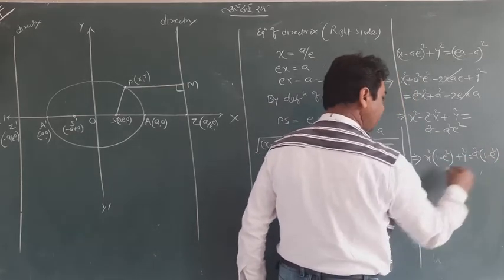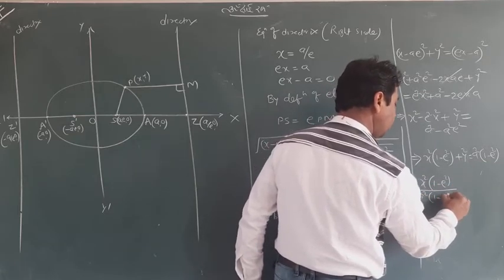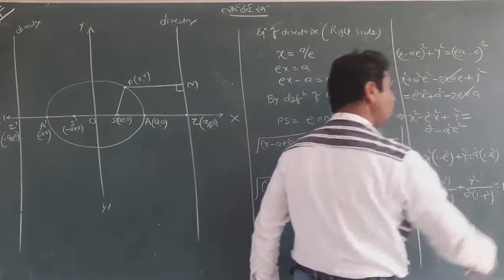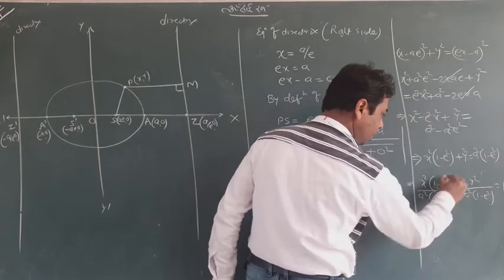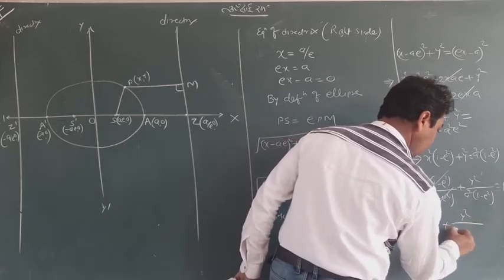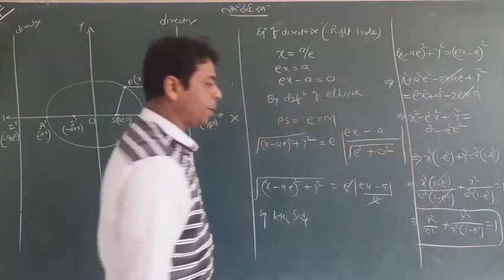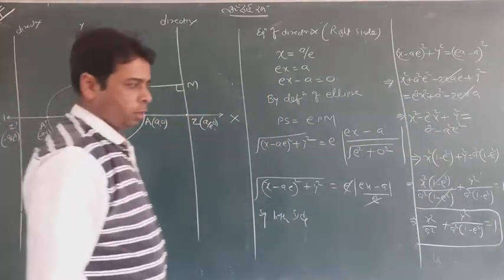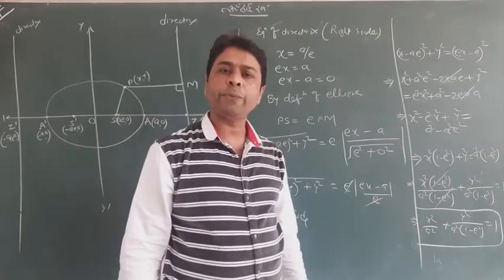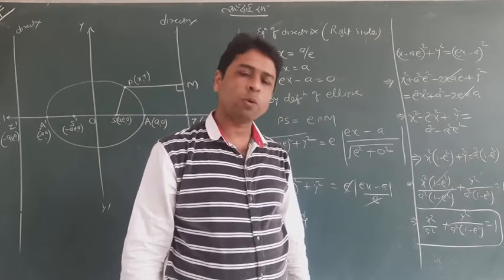Divide by a square 1 minus e square: x square upon a square, y square upon a square 1 minus e square equal to 1. So whole will cancel, and here it is both cancelling. We have x square upon a square plus y square upon a square 1 minus e square equal to 1. So students, keep that initial definition in mind. We have actually got a very important formula. Actually it is the equation of an ellipse: x square upon a square plus y square upon a square 1 minus e square equal to 1.